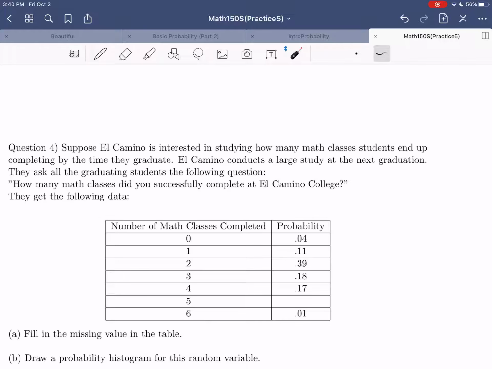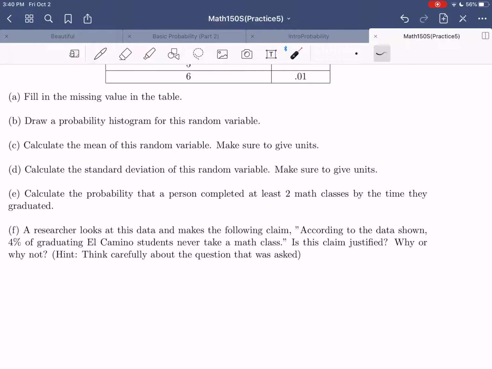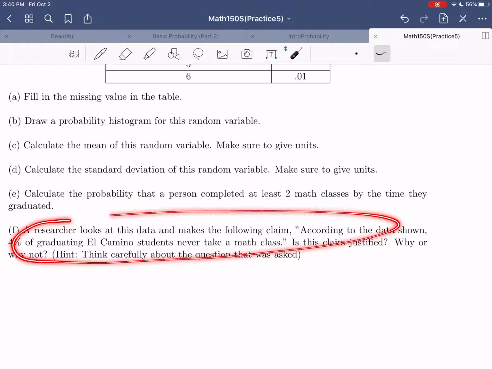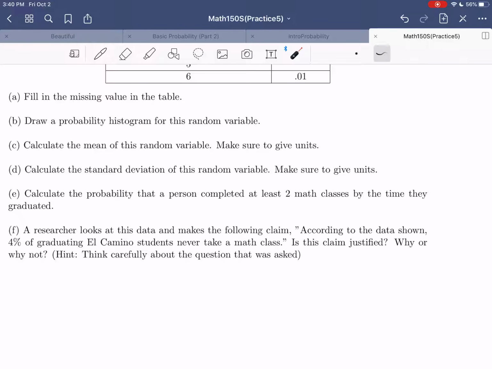All right, last little bit, which is a little bit of a statistical analysis question. We're going to say a researcher looks at this data and makes the claim, according to the data shown, 4% of graduating El Camino students never take a math class. Is this claim justified? Why or why not? And our hint is think carefully about the question that was asked. So where is this 4% coming from?